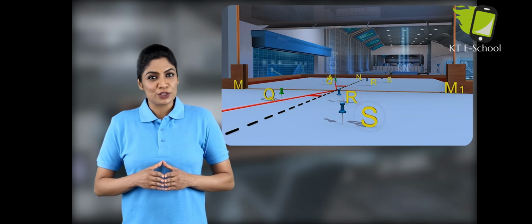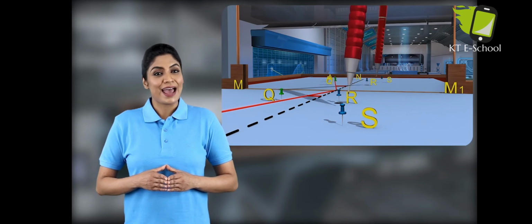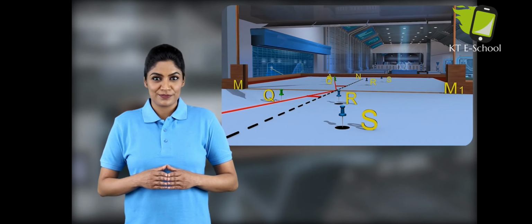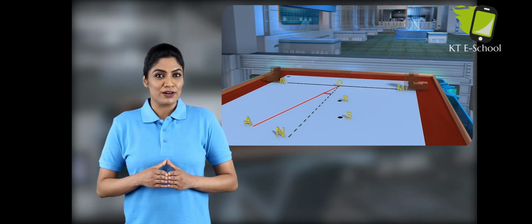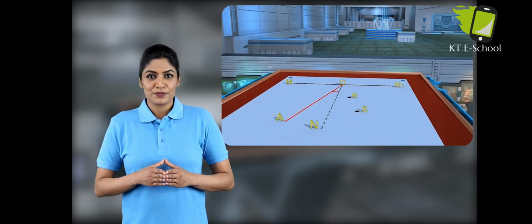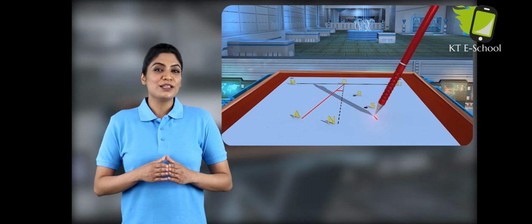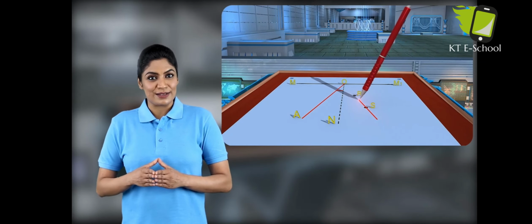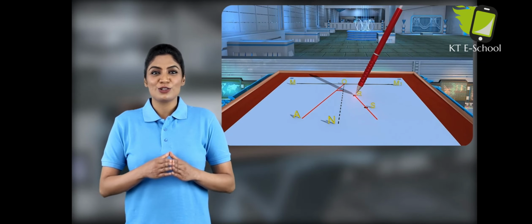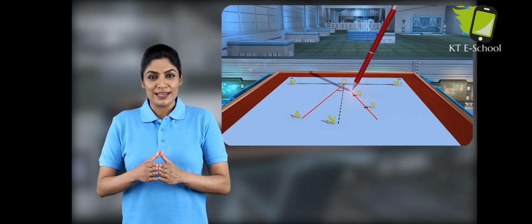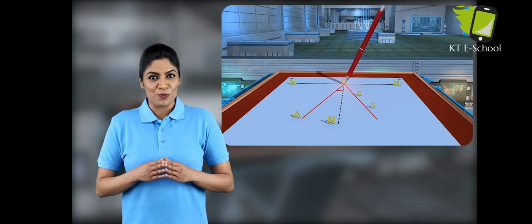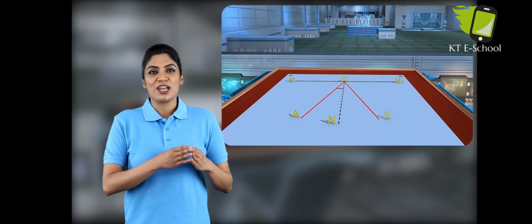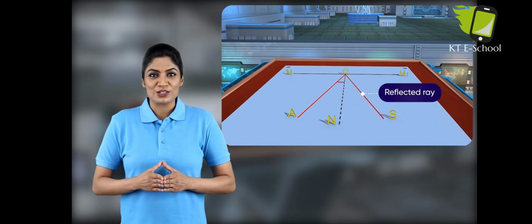Encircle the position of pins R and S with a pencil. Remove all the pins and the plane mirror from the board. Draw a line joining the points R and S. Extend it to line MM1 in such a manner that it meets at point O. Now ray OS is the reflected ray.